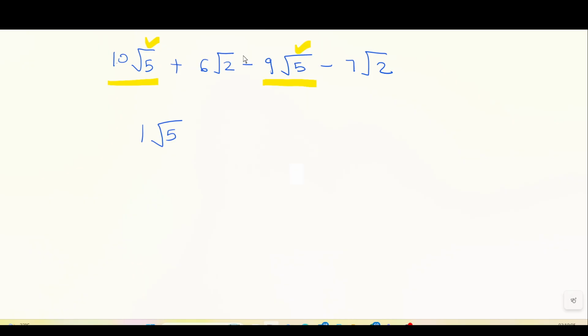And then these two are having square root 2, the same square root number. But there is a minus sign. So 6 minus 7 is negative 1 and square root 2. So that's our answer. We cannot solve it any further because they are different, right? So if radicals are not the same, then we cannot simplify it any further. The same is for cube root.